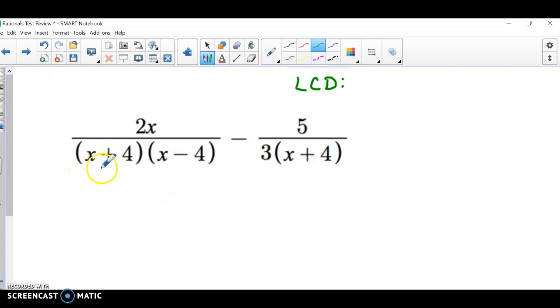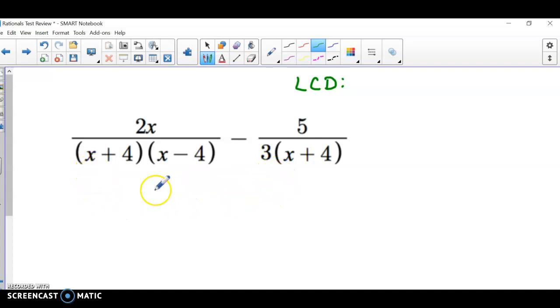Okay, my denominator here is x plus 4 times x minus 4. My denominator here is 3 times x plus 4. I need to find the least common multiple of both of these things. Notice both of them already have an x plus 4. I just need to put all these separate parts together. I need to have everything so that my least common denominator isn't missing any part that these denominators have. It's got to have everything in common with them.